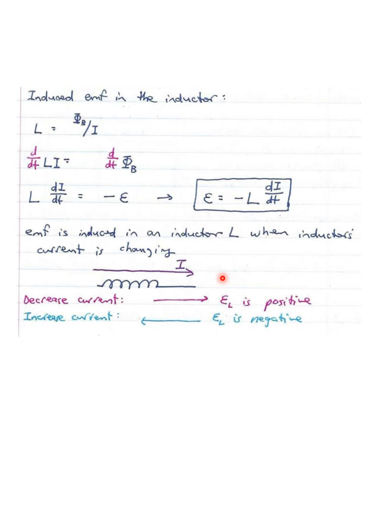If we try to increase the current, then the EMF is going to push back to the left against that. So we can say that the EMF is negative, or to the left.